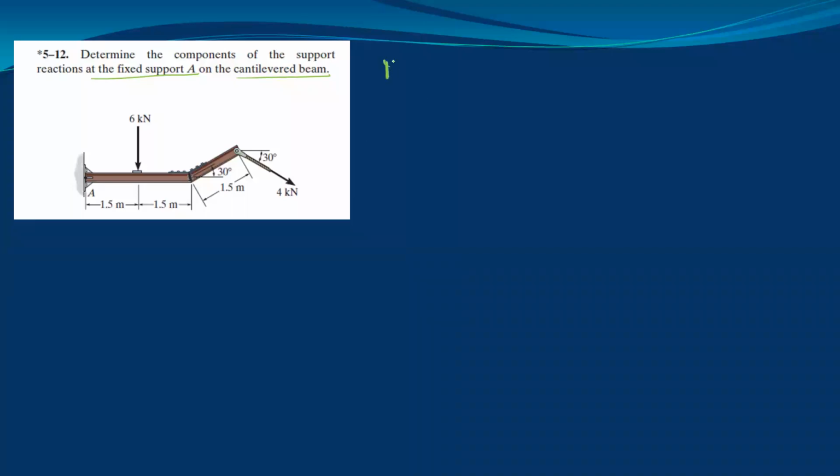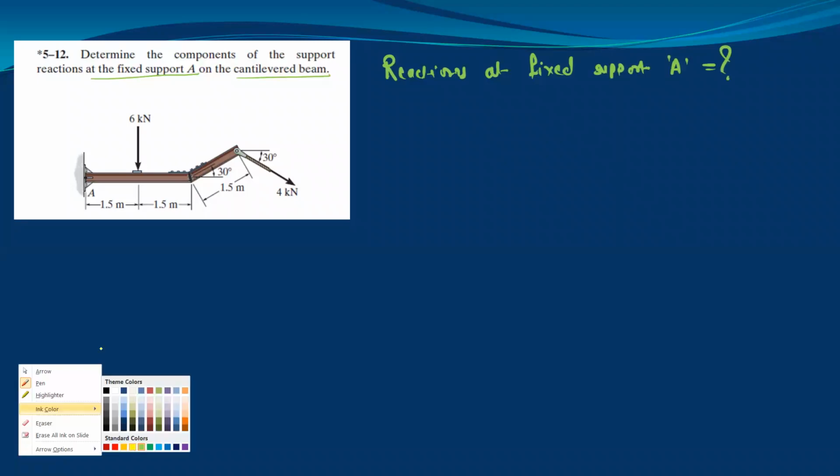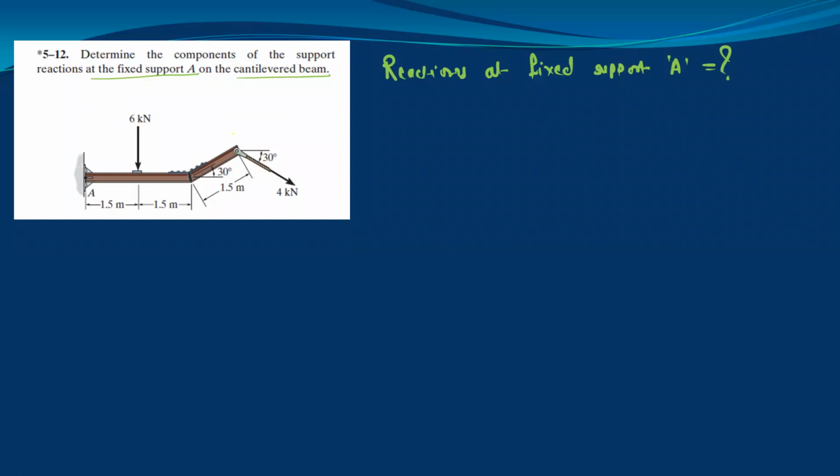So we have to find out the reactions at the fixed support A. First step is we should draw the free body diagram. So draw this beam AB. Consider this point to be B as it is. Okay, so this is the given beam. This is point A and this is B.